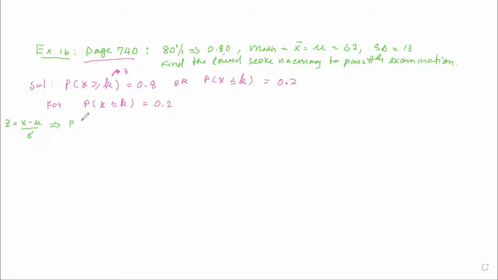So we have P of X minus mu less than k minus mu. Mu is x bar, and we already have the mean 62 here. So 62 less than k, and k minus mu, at the same time, do the same action on the left and right hand side. Then divide by SD, and this one also divided by SD. SD is 13, which the question gives us. And this equals 0.2.